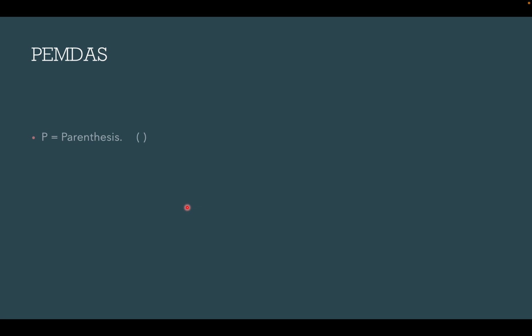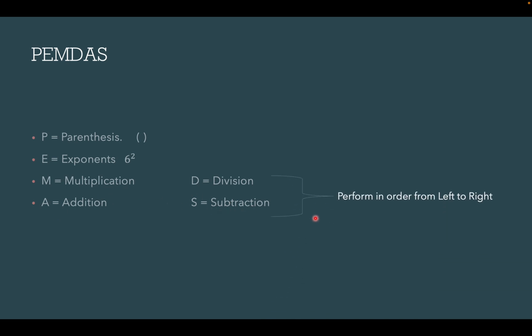The P stands for parentheses. The E stands for exponents, the little powers that we see. We have to deal with those next. Then we deal with multiplication and division. I leave these on the same level because they need to be performed as equals. Same with addition and subtraction. They're performed in order from left to right.